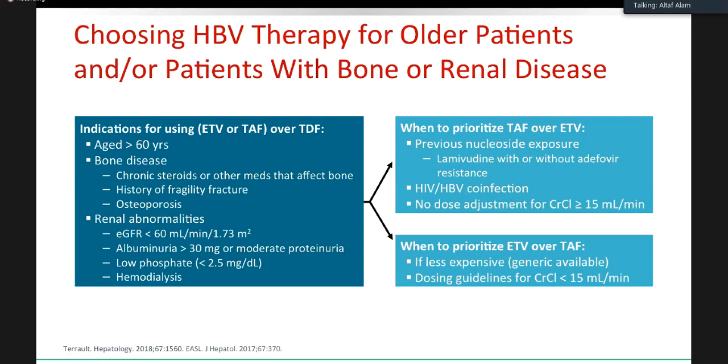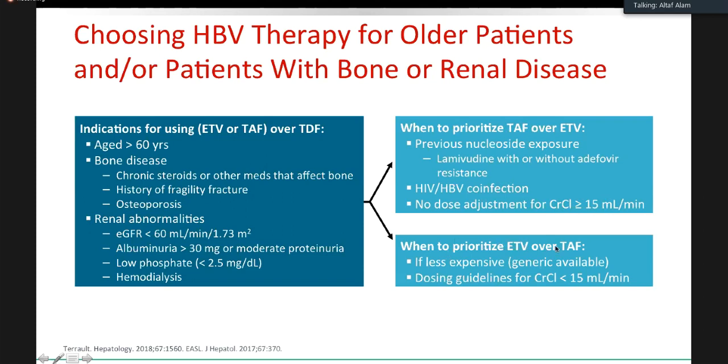TAF is better over entecavir in certain situations, including HIV, HBV co-infection, and particularly if there is CKD and creatinine clearance is more than 15, but less than 50, you can certainly use TAF with any dose adjustment.